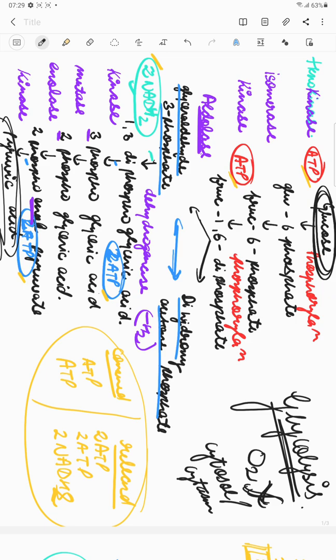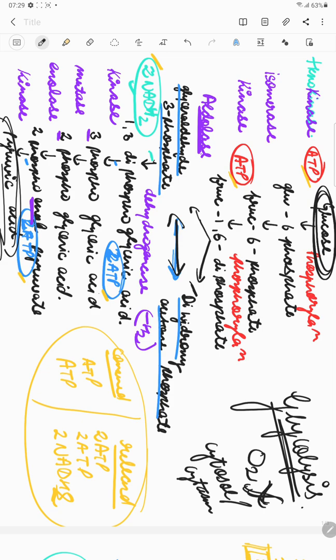In the next step, fructose 6 phosphate is converted into fructose 1,6 diphosphate. This is also a process of phosphorylation where phosphate is added, so the enzyme would be kinase and 1 ATP would be used. In the next step, fructose 1,6-diphosphate splits up into glyceraldehyde 3-phosphate and dihydroxyacetone phosphate, with the help of aldolase enzyme. These two are isomers of each other.